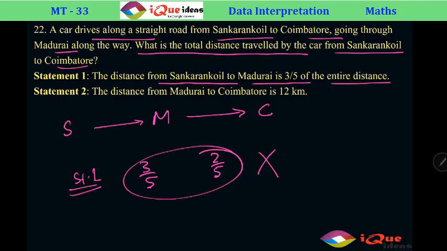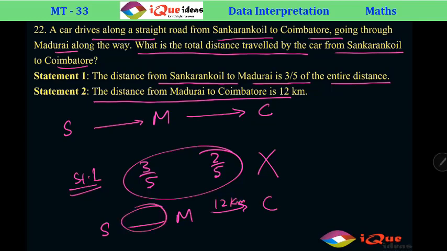Again, look at the second statement alone. The distance from Madurai to Coimbatore is 12 kilometers. So Madurai to Coimbatore is 12 kilometers. Perfect. But does it give any information about the first part of the distance? No, no information about this. So the second alone also is not sufficient. The second statement alone does not give anything about the distance between Sankaran Koil and Madurai. That means the second statement alone is also not sufficient.